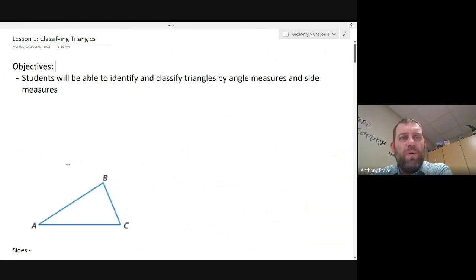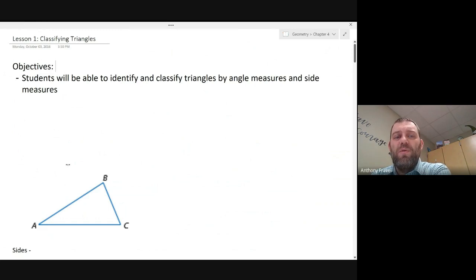All right. So we're going to start off with chapter 4, lesson 1. It's going to be classifying triangles. So in this lesson, you're going to be able to identify and classify triangles by angle measures and the side measures. All right. We're going to go through a couple different ways to go about that.